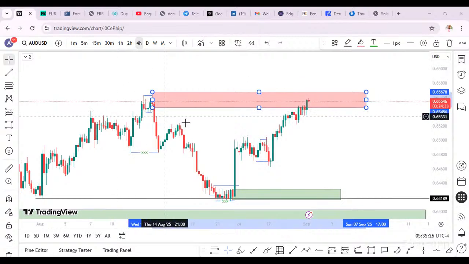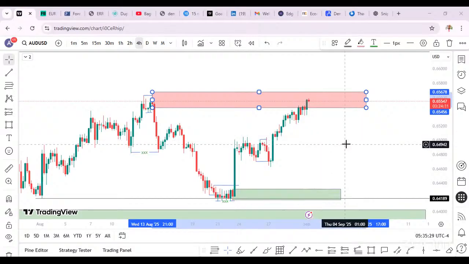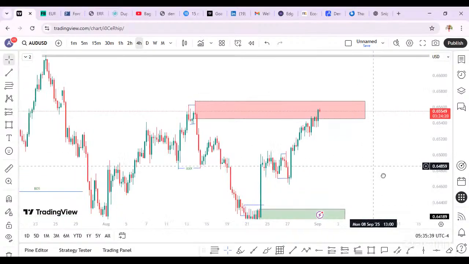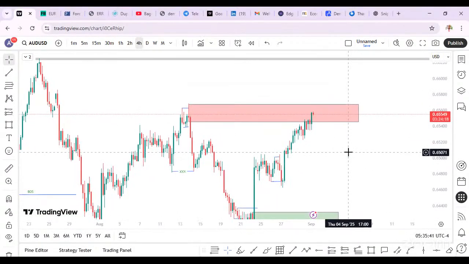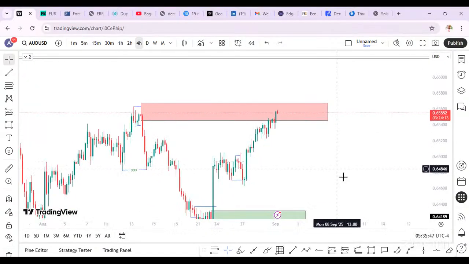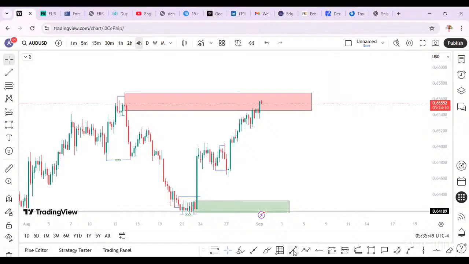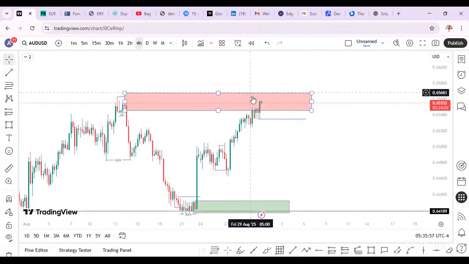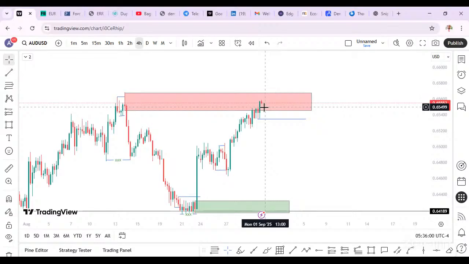So we have this supply zone. Now, you can see price is tapping into the supply zone. Now I will engage a sell if I see a good sell formation here. I tell you guys, this supply zone may hold because of everything here. Price will take out this, which is the last demand zone we have that caused this push up.